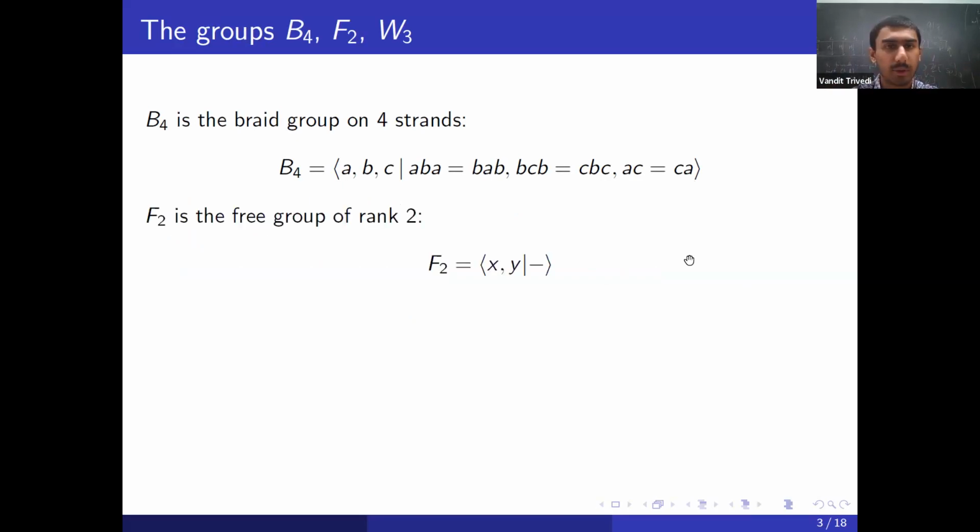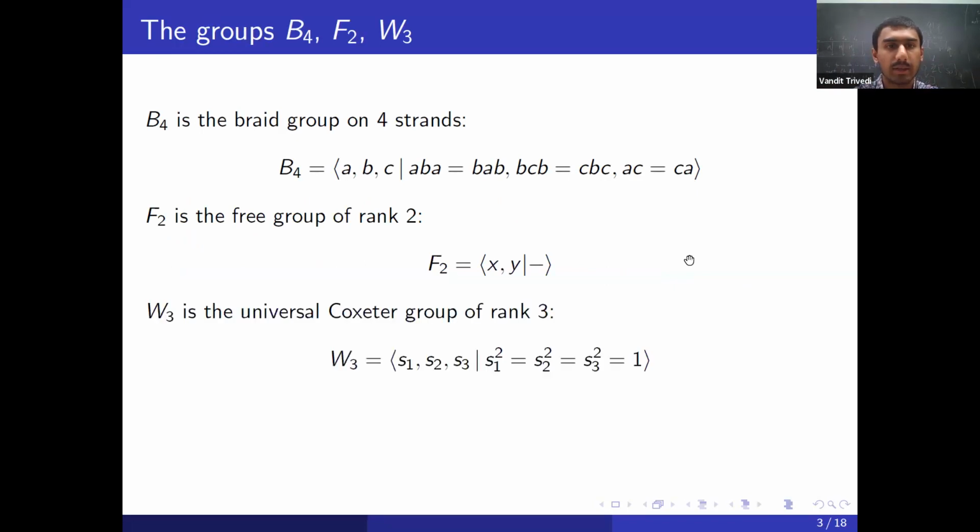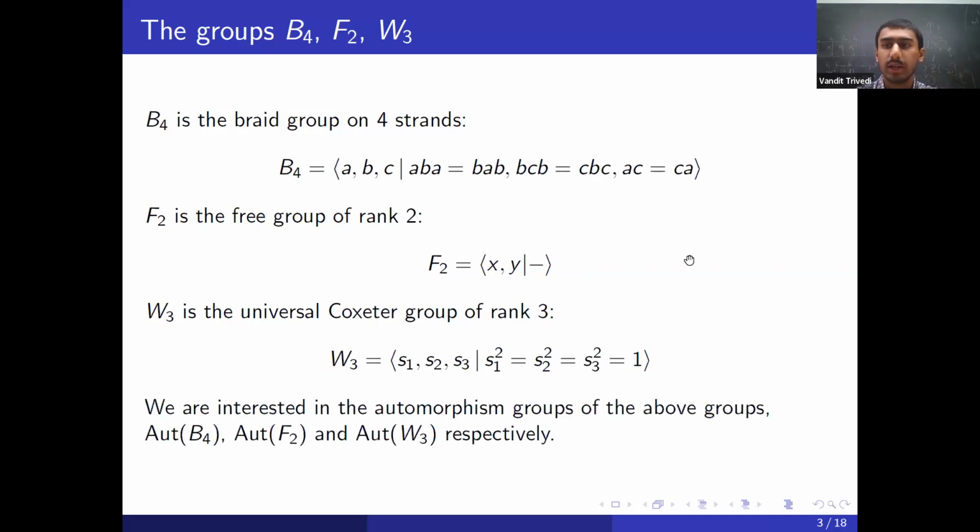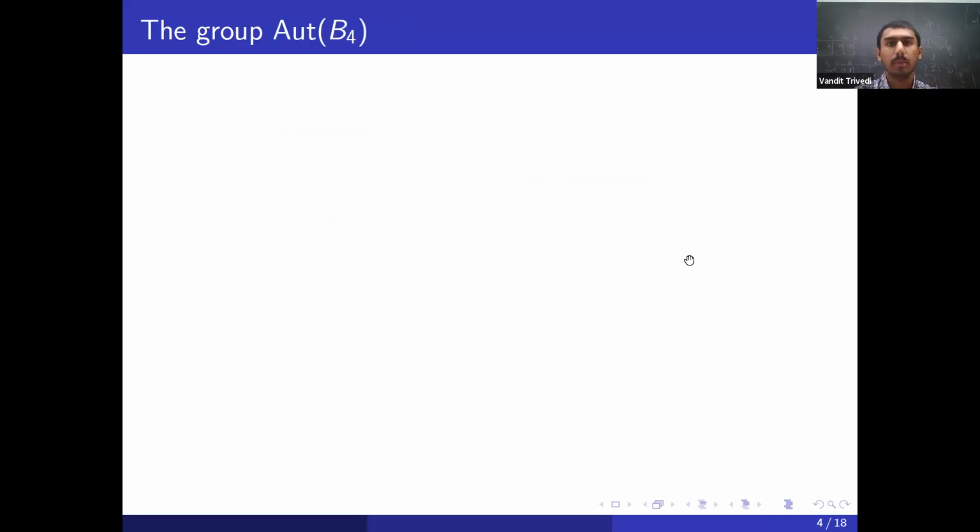F2 is the free group of rank 2, and W3 is what we call the universal Coxeter group of rank 3. So it's the Coxeter group where the generators are involutions, but those are the only relations we have. So every Coxeter group is a quotient of some universal Coxeter group. And what we're interested in is the automorphism groups of these groups. So let's look at presentations for each of them.